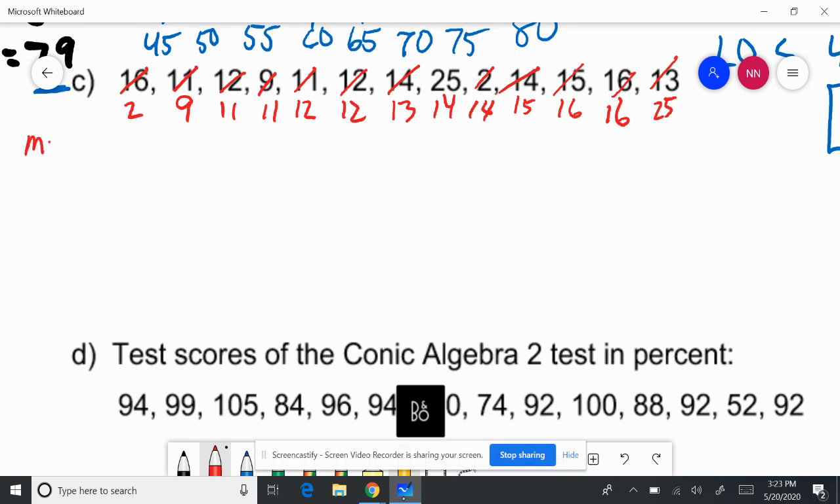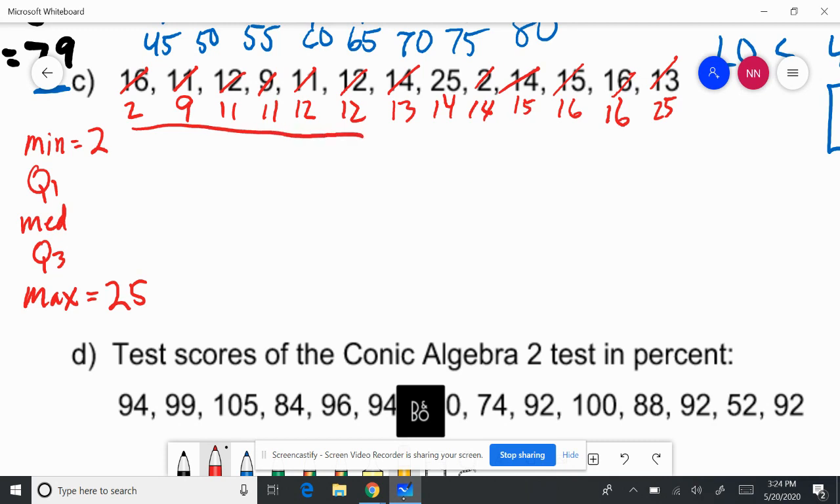So we're going to find our 5-number summary, our minimum, our Q1, our median, our Q3, and our maximum. Minimum and maximum are really easy, 2 and 25. We're going to count how many data points there are. 1, 2, 3, 4, 5, 6, 7, 8, 9, 10, 11, 12, 13. So that would be 6 on one side and 6 on the other. So 13 would be our median.